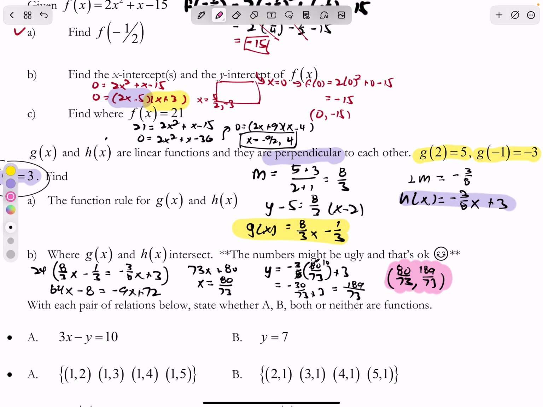That does not, oh, you know what? I think that is right. I did this in class today, and I think that's right.